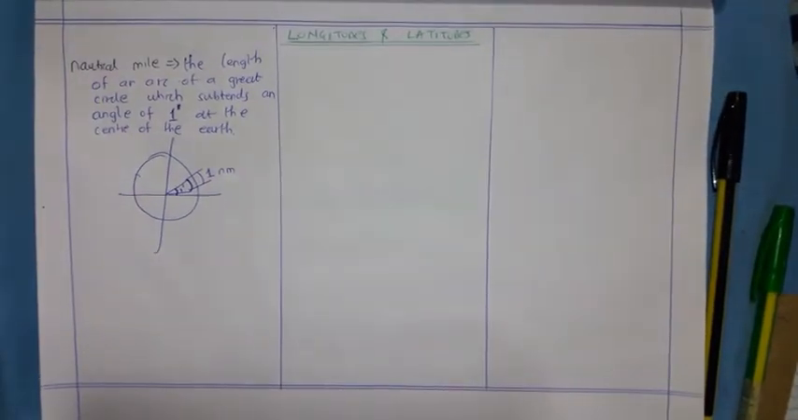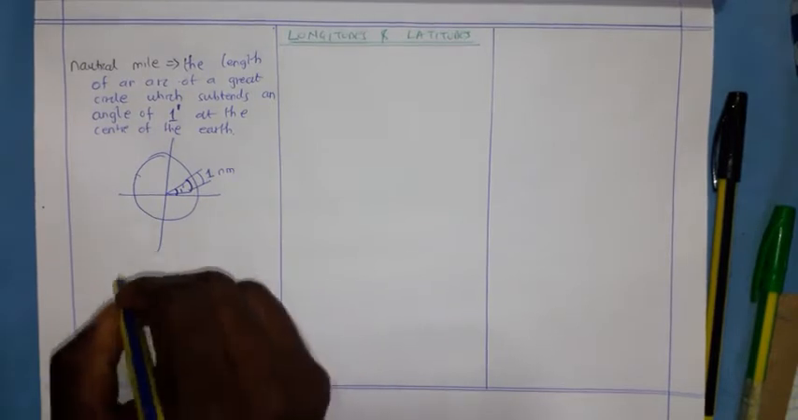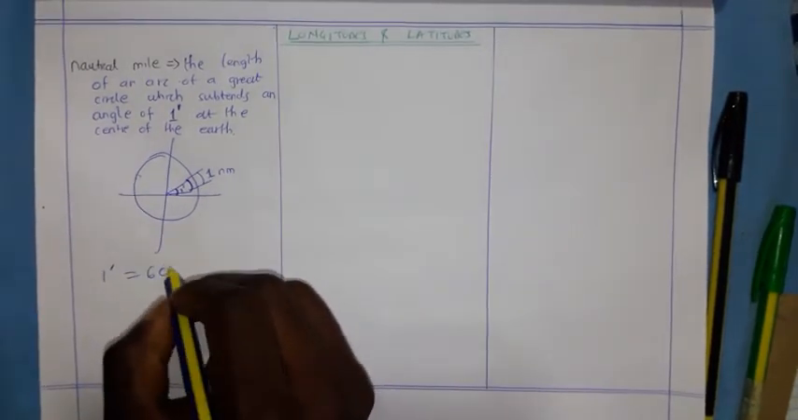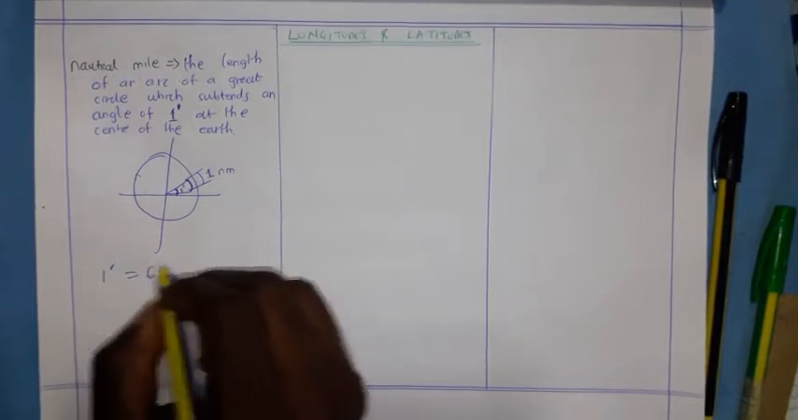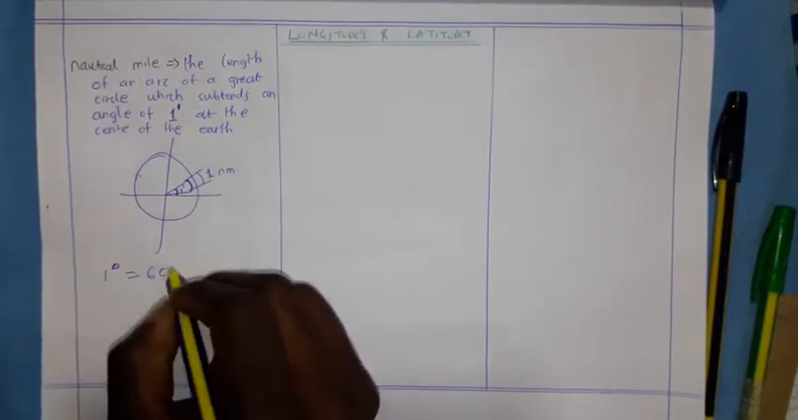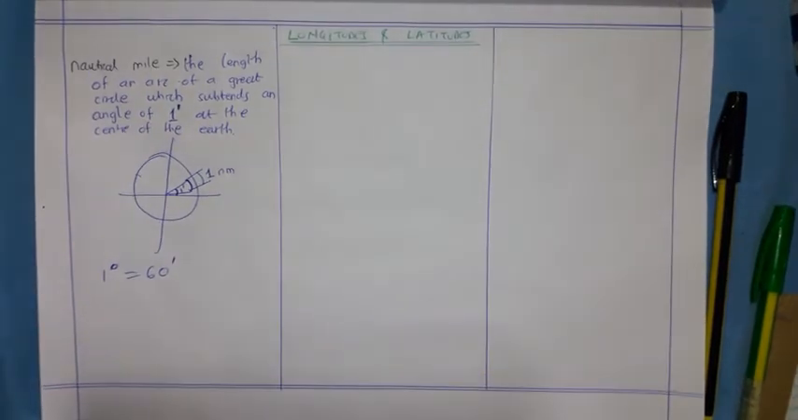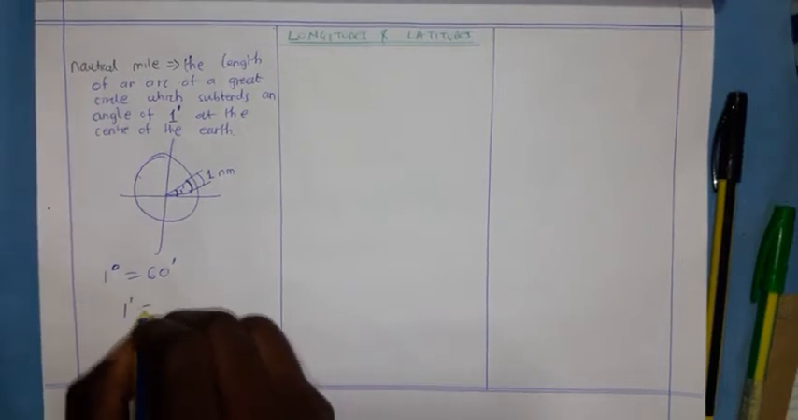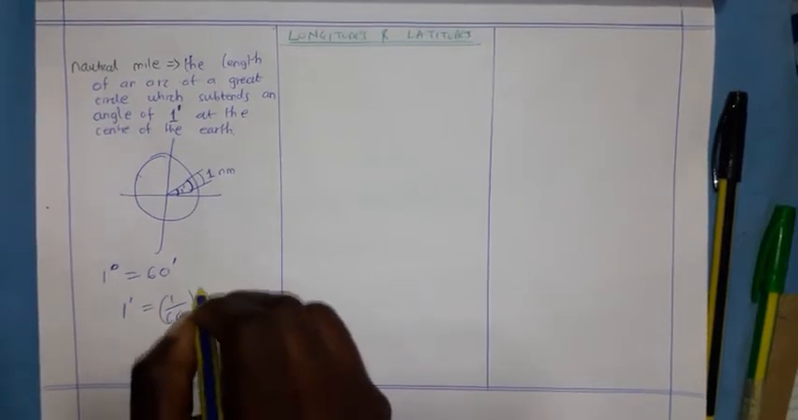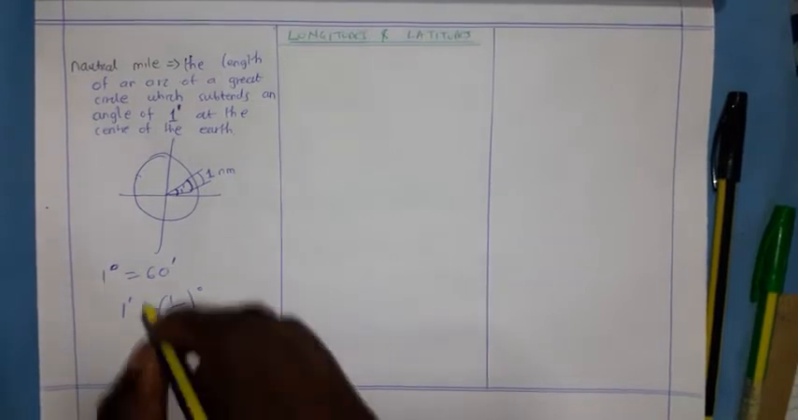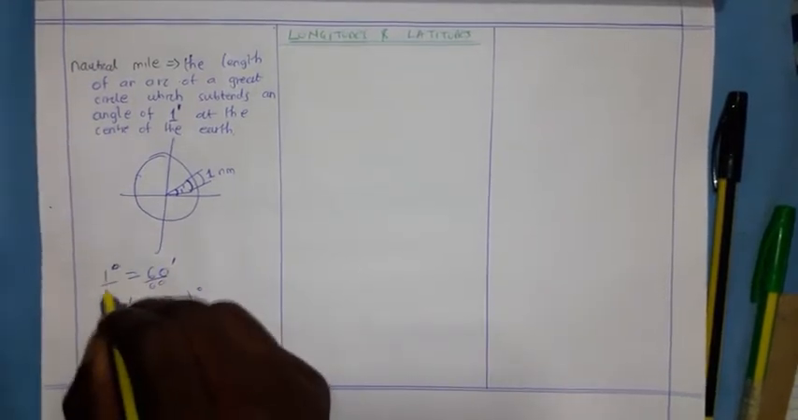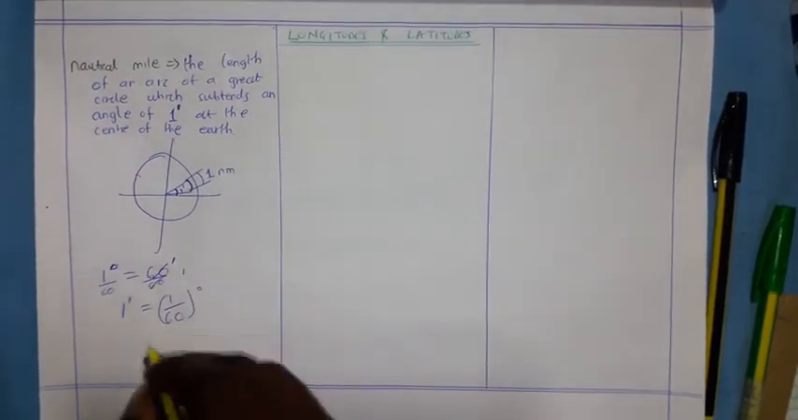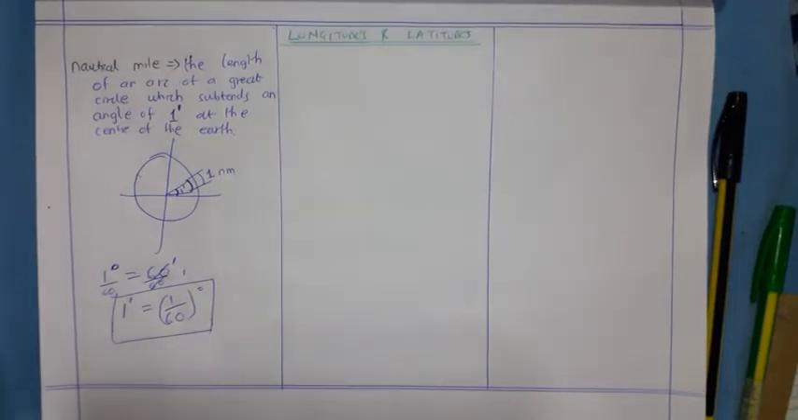Now, various expressions that we need to understand here is that 1 degree is equivalent to 60 minutes. Therefore, 1 nautical mile will be equal to 1 over 60 degrees. I've simply divided by 60 all through, such that here we have 1 nautical mile and then 1 over 60 degrees. So this expression is what we're going to use here.